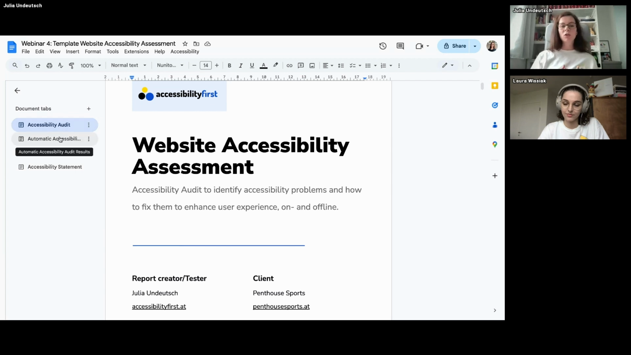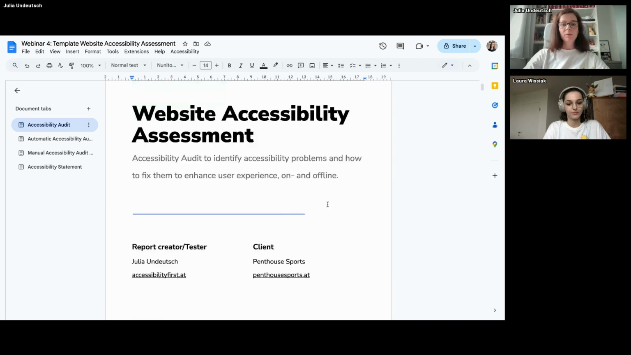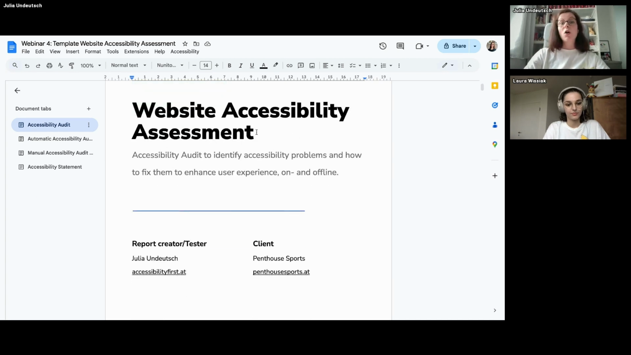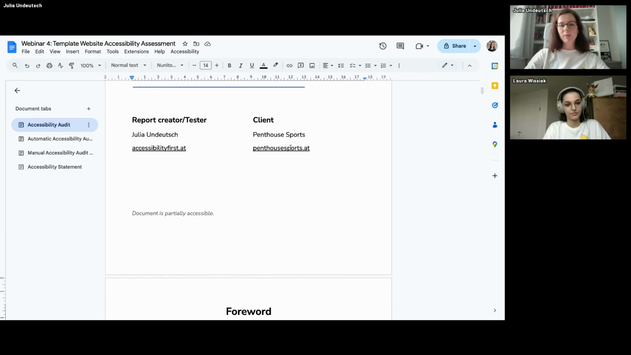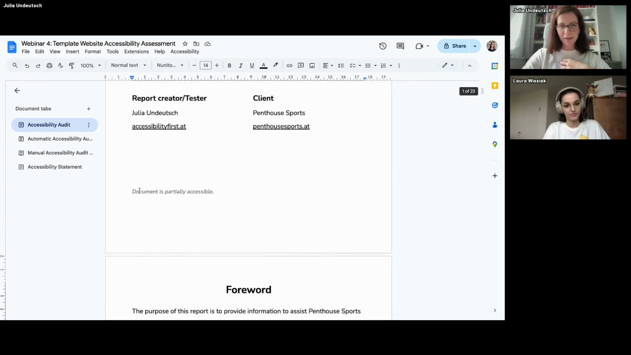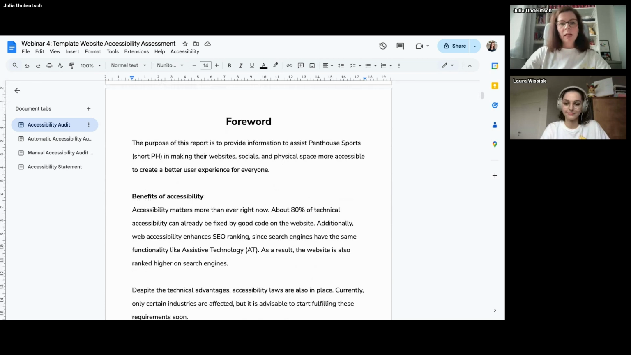After that, I shared my automatic accessibility errors in one document, then the manual errors I found, and the last part is the accessibility statement they also want to put on their website to show the users that they care about accessibility. So for the general information, I shared what the audit is about, who am I and who is my client. I also mentioned already in the document is part of accessible, because after that, I realized I did never check with screen reader or with tab.